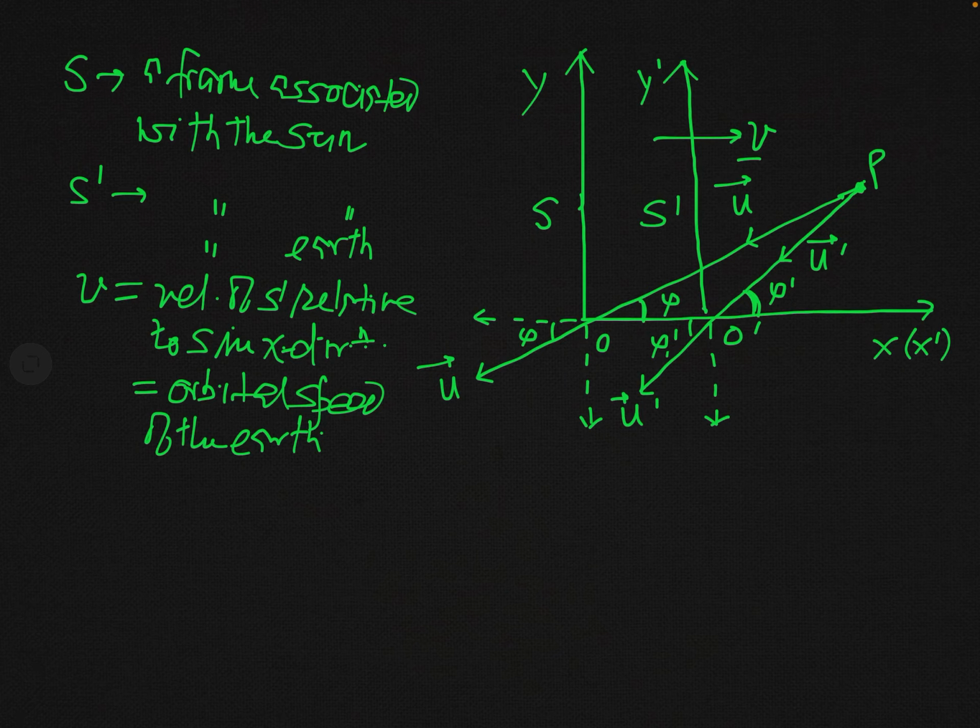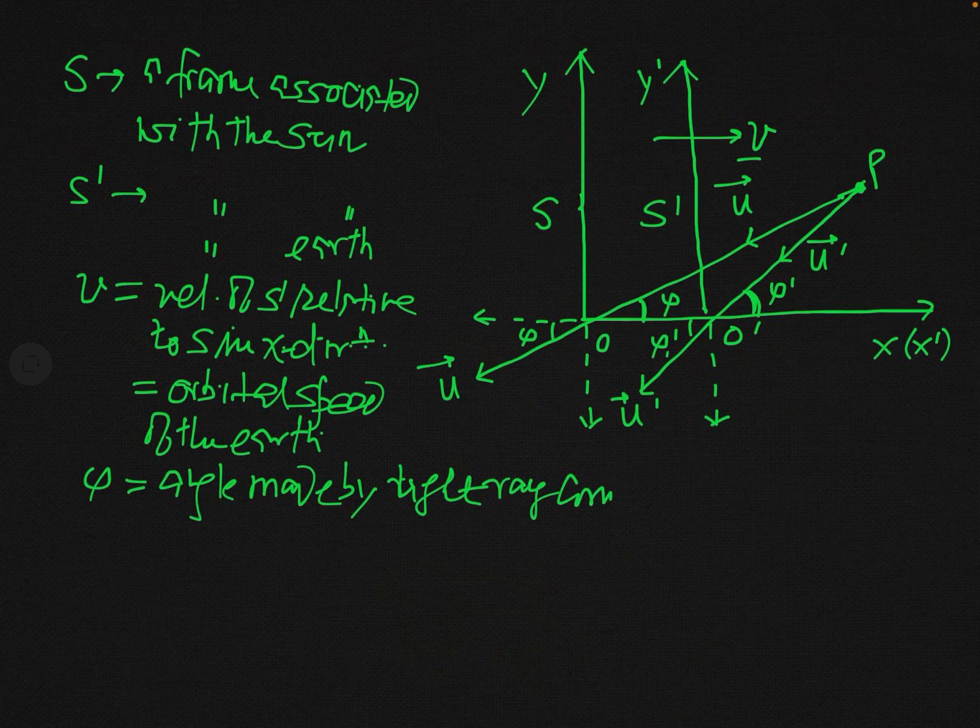So you can note that phi is the angle made by the light ray coming from a star P.